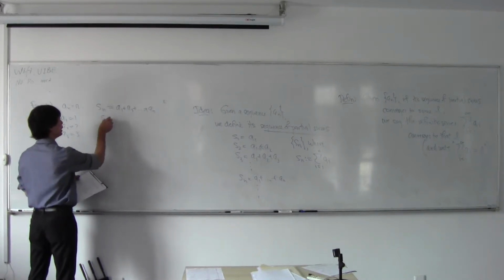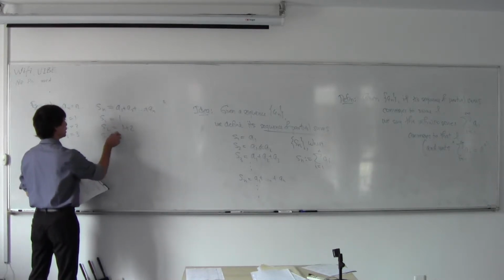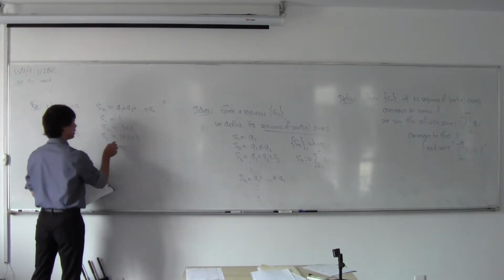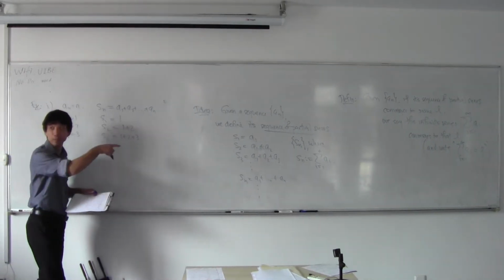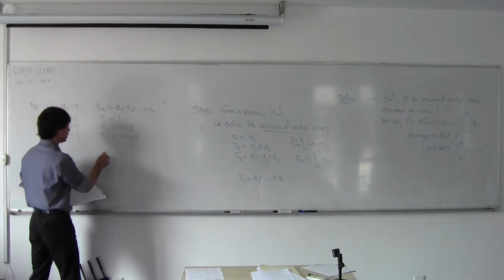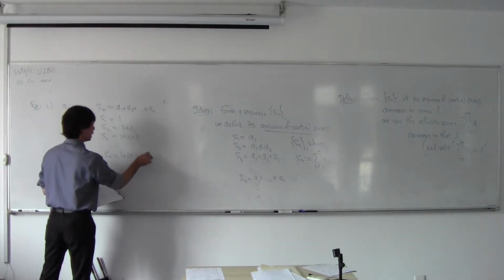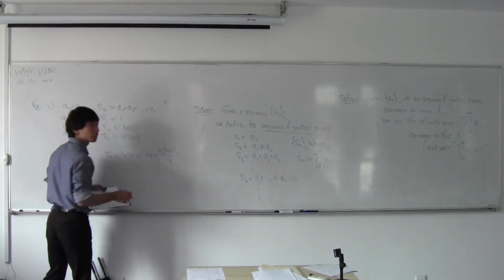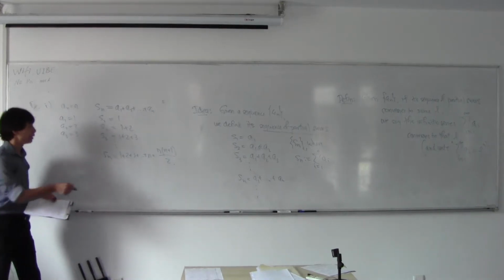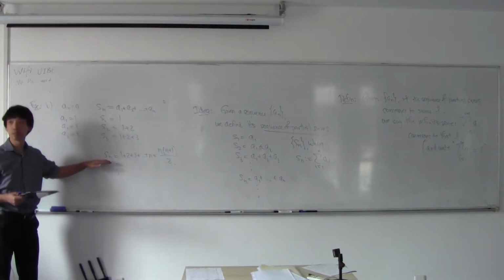So S1 is going to be 1, S2 is going to be 1 plus 2, S3 is going to be 1 plus 2 plus 3, etc. So it's not factorial, it's the sum of the first n terms, not the product. Sn is going to be 1 plus 2 plus 3 plus up to n, that's n(n plus 1) over 2. So that's your partial sum sequence.